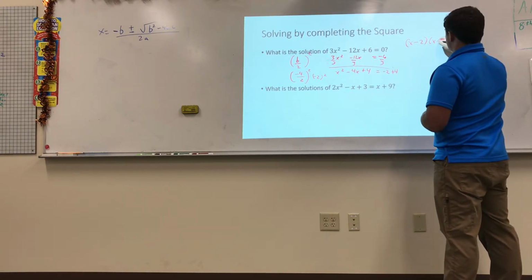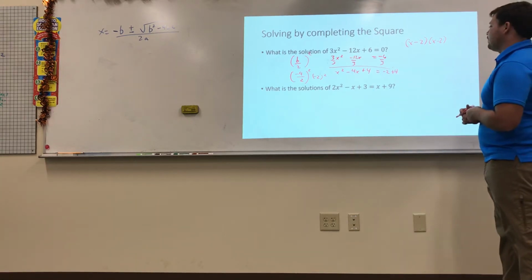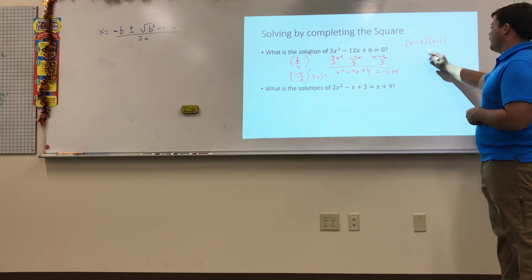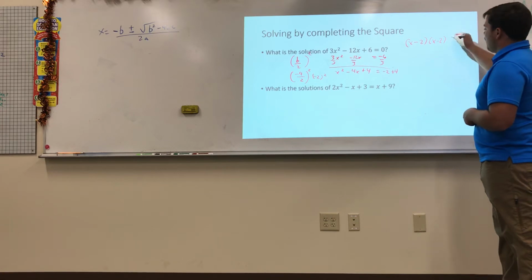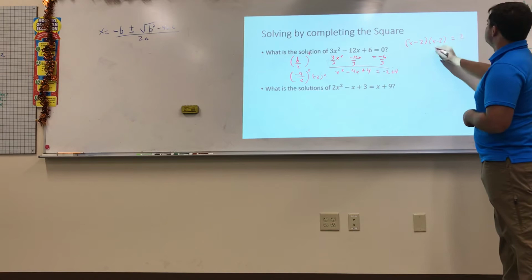And being it's perfect squares, I'm going to go with 2. Alright, I can check myself. Outside's negative 2x. Inside's negative 2x. Add them together, I'm going to get negative 4x. Add this together, I'm going to get 2.